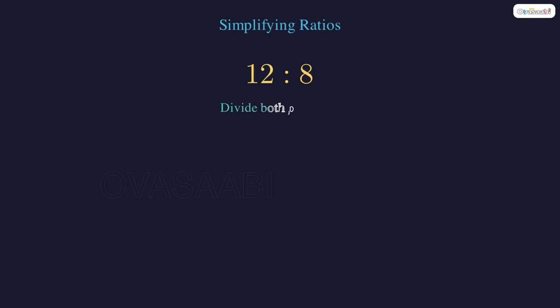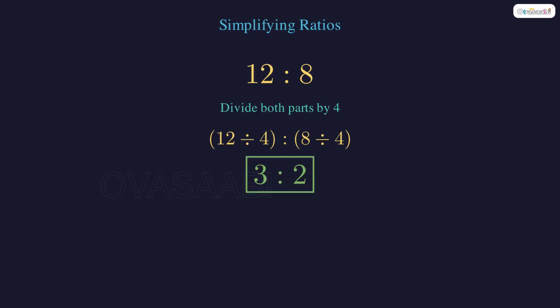To simplify a ratio, divide both parts by the same number. 12 to 8, divide by 4, becomes 3 to 2. Always simplify to the lowest whole numbers.